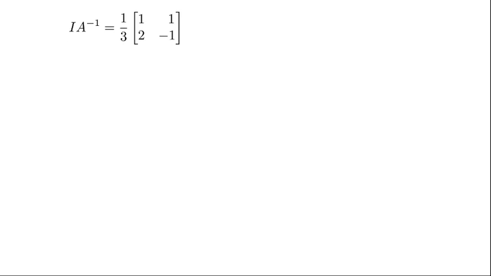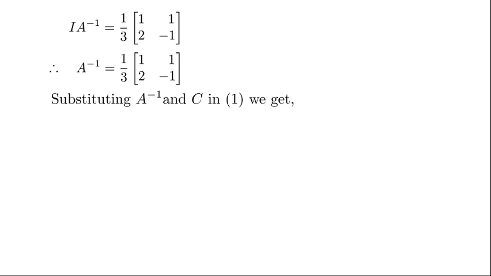Now 1 by 3 is taken out, so we get A inverse is equal to 1 by 3 into 1 1 2 minus 1. Substituting A inverse and C in equation 1, we get x y equal to 1 by 3 into 1 1 2 minus 1 into 4 5.